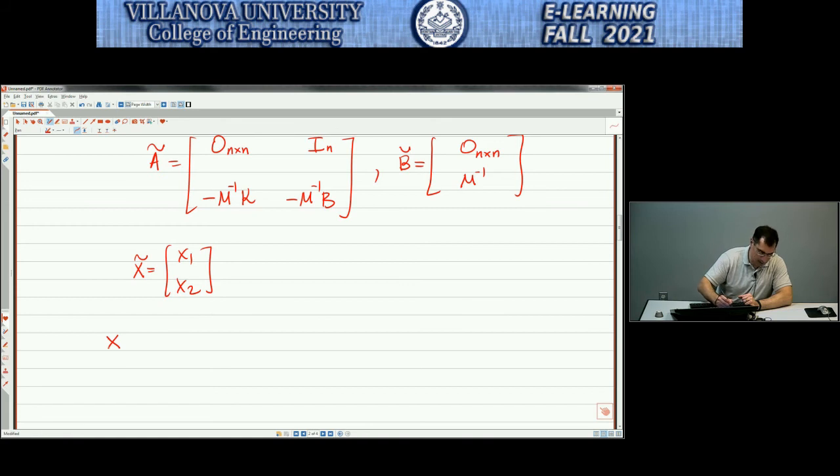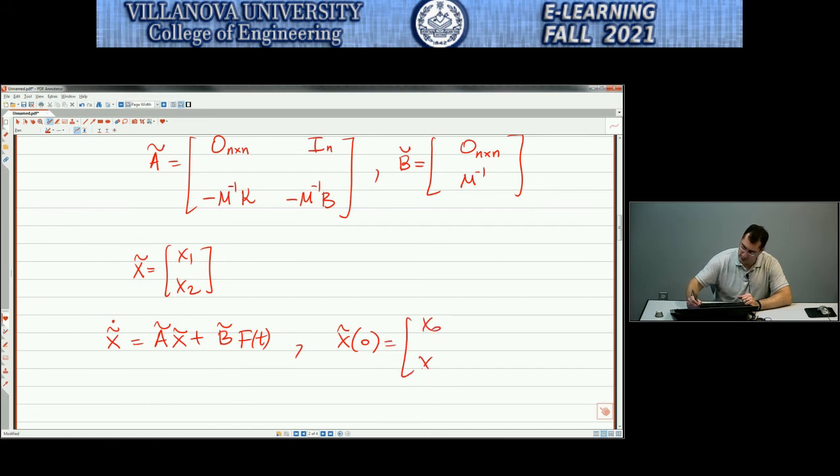X tilde dot is equal to A tilde X tilde plus B tilde times f of t, with the initial condition x0 and x0 dot, which is given a priori. How do I translate this into MATLAB?